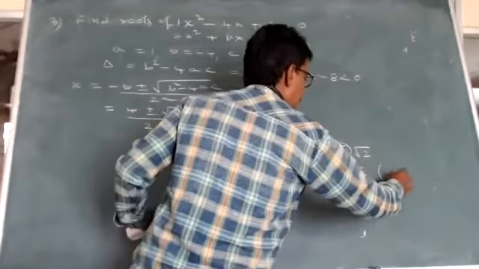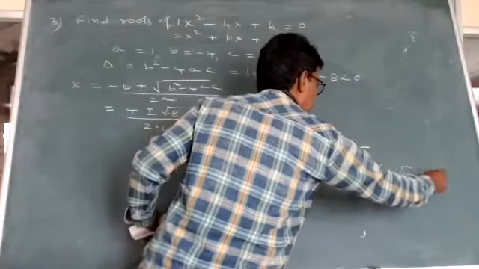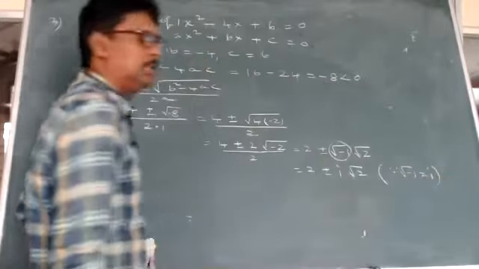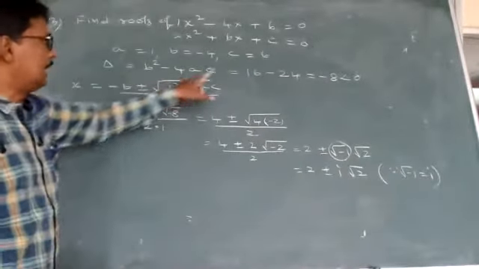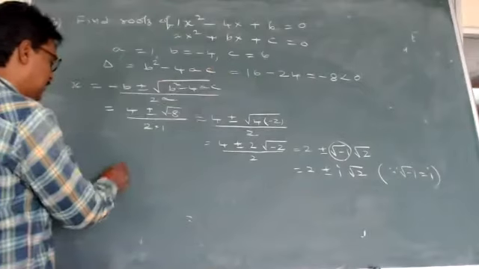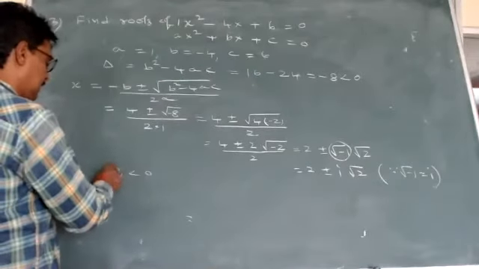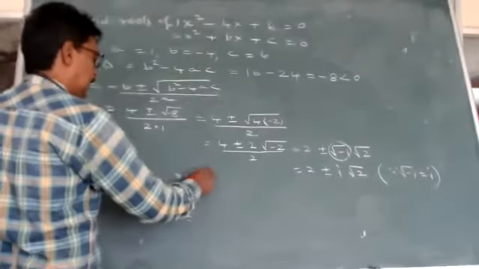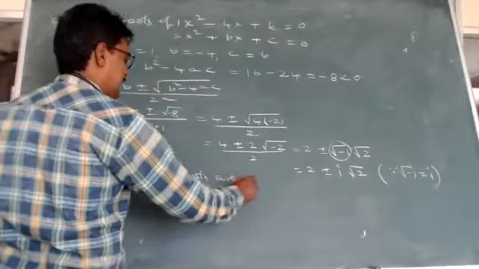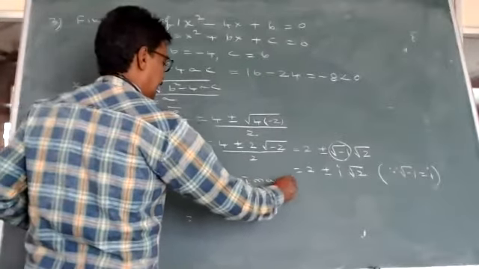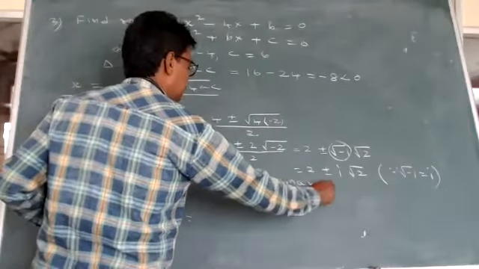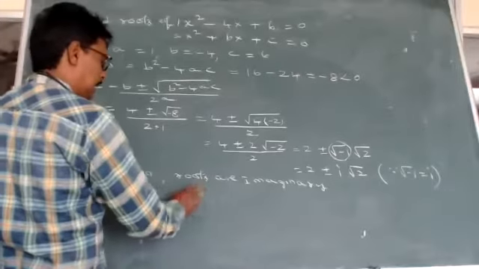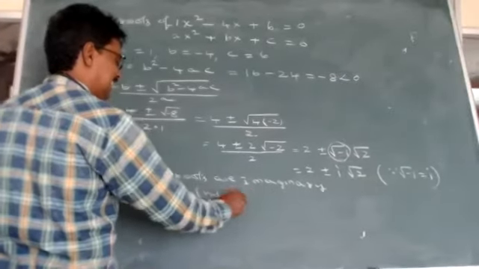Since we know root minus 1 is an imaginary number, here delta is less than 0, the roots are imaginary. They are not real. The roots are not real.